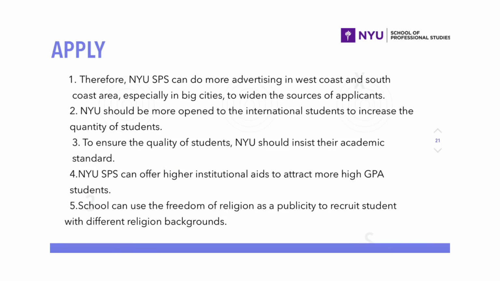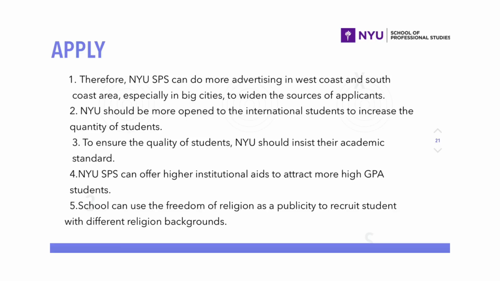So, here's our conclusion and how SPS can apply. Since the students mostly come from PA, NY, NJ, MA, which are all from the East Coast, we know that students from the East Coast have greater recognition of NYU SPS. Therefore, NYU SPS can do more advertising in West and South Coast areas, especially in big cities, to widen the sources of applicants. The demographic data shows that students mostly are citizens, and the ethnicity is mainly white. This tells us NYU SPS has many local students, while international students take a small part. So NYU should be more open to international students to increase the quantity of students.